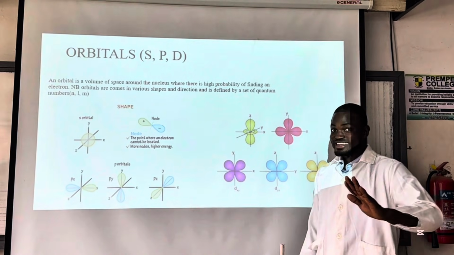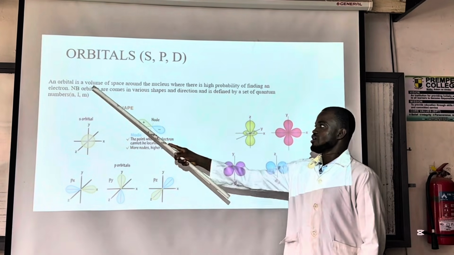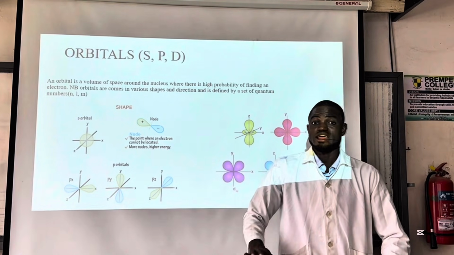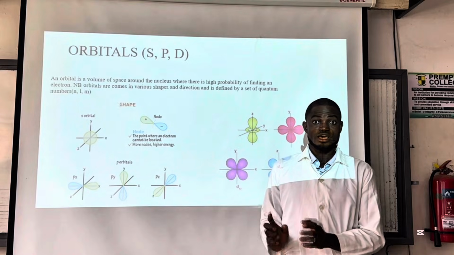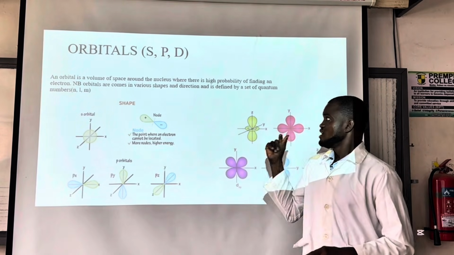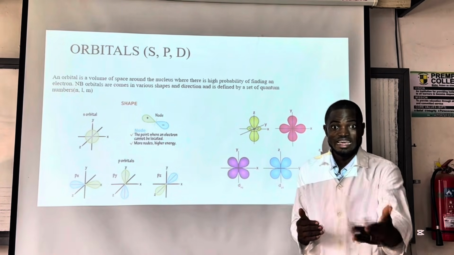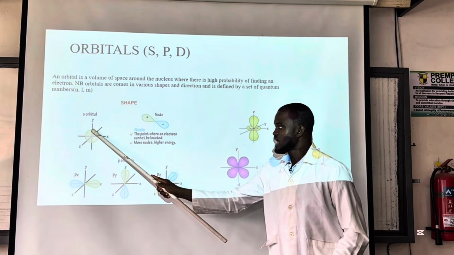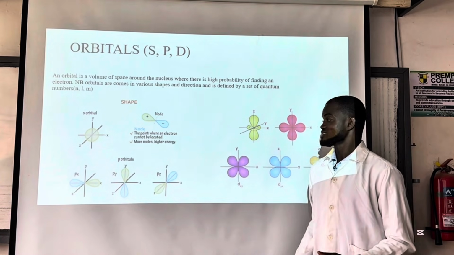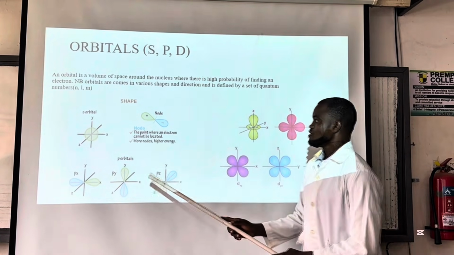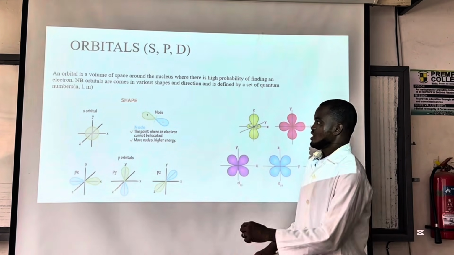Orbitals. The last section for this video is on orbitals. When we talk of orbitals, an orbital is the volume of space around the nucleus where there's a high probability of finding an electron. It's called an orbital. Remember, we said that the orbitals are the s, p, d, f. The s orbital is spherical. This I got from mathematical calculations. The p orbital is dumbbell, and this is the shape of a dumbbell.